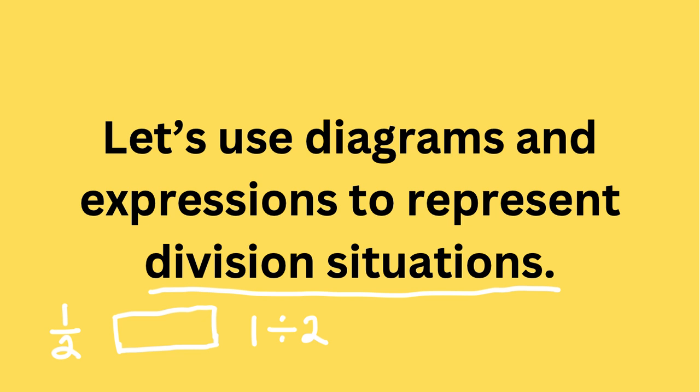So what I would do is split this down the middle. This would make sure that both people get an equal amount, and I would have my representation here. So the fraction 1/2 is equal to 1 divided by 2, and this is what it would look like. This is described as a division situation.